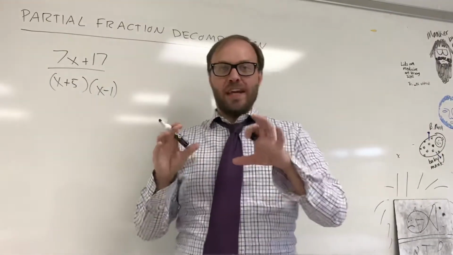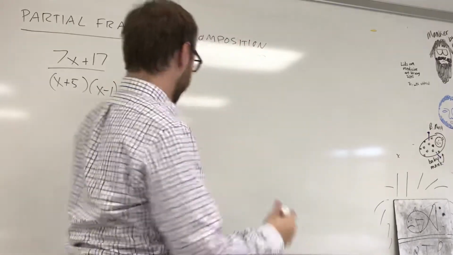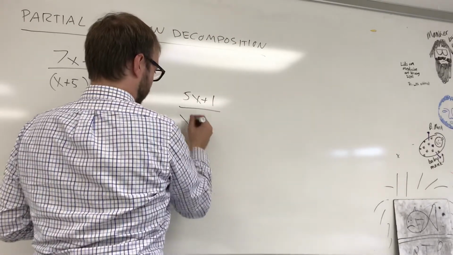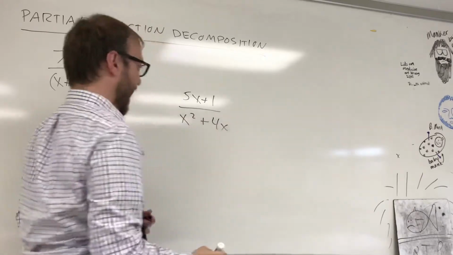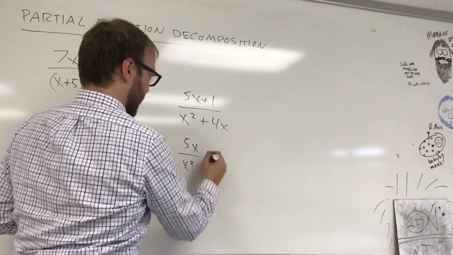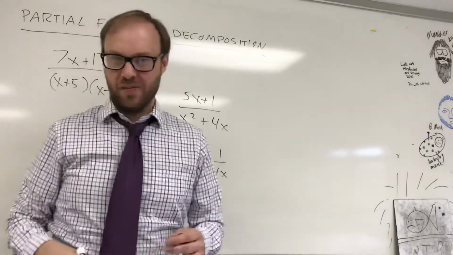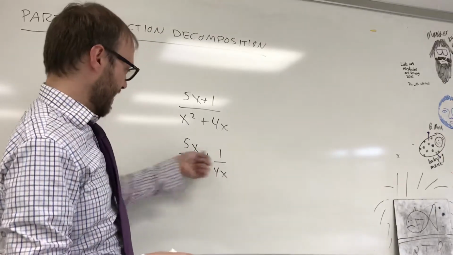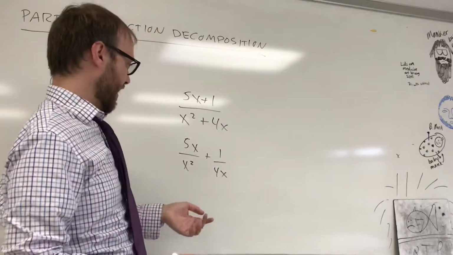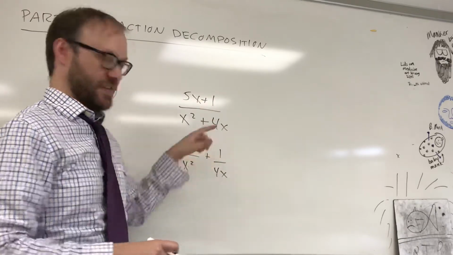Normally, because you need common denominators when you add fractions, you can't just take a fraction like 5x plus 1 over x squared plus 4x and say, oh, that's 5x over x squared plus 1 over 4x. That doesn't follow common denominator rules. If you found common denominators and added these together, you would not get this. If you pick a random value of x and substitute it into this expression, it's not going to work out to be the same thing as this other expression.